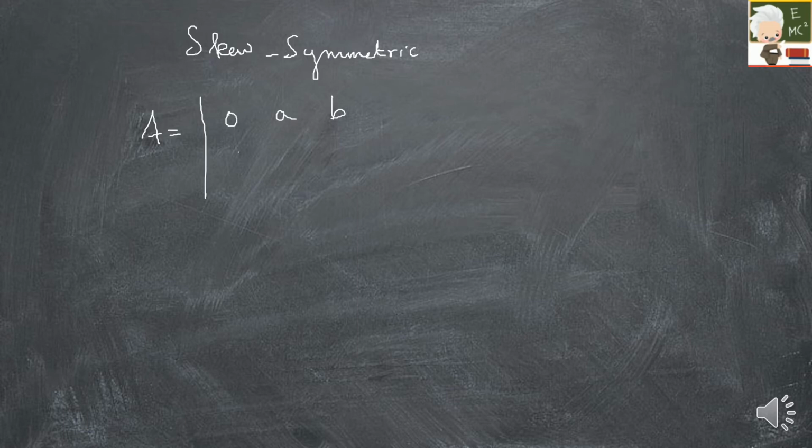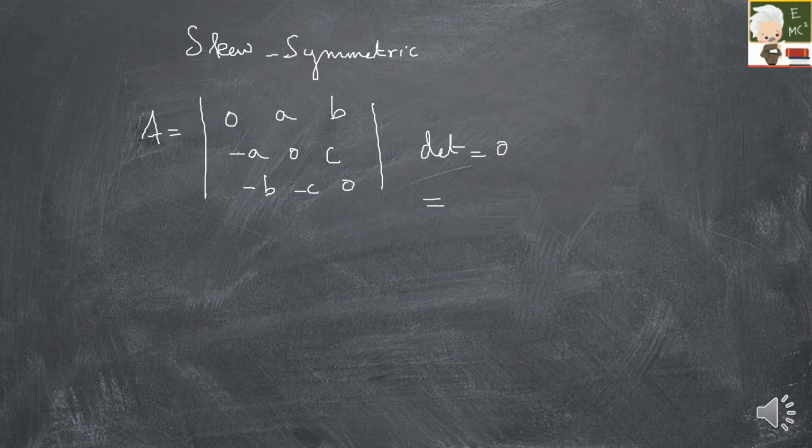Skew symmetric matrix. Again, I have said all these in my previous videos. So your A will be equal to 0, A, B, minus A, 0, C, and then minus B, minus C, 0. If you are finding a skew symmetric matrix, then your determinant is 0.